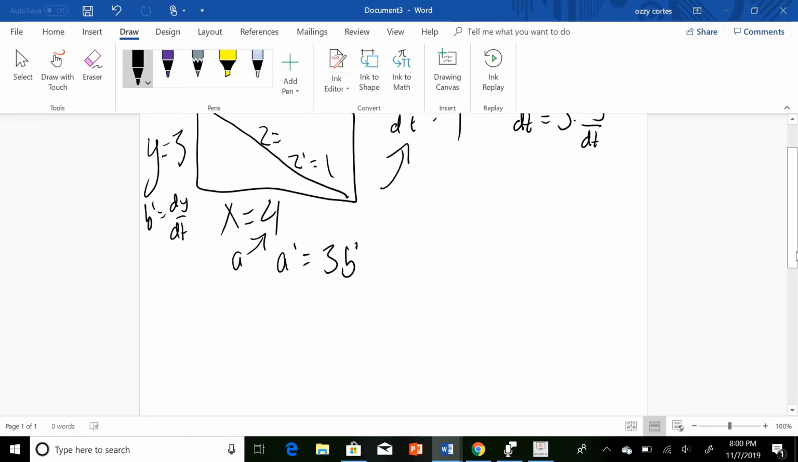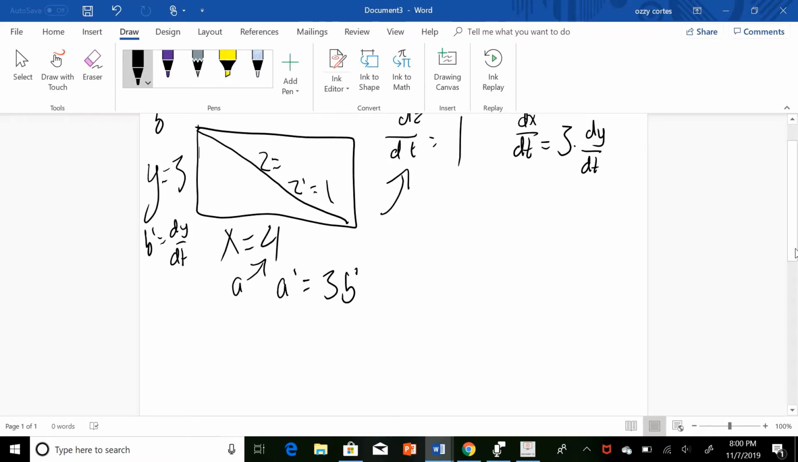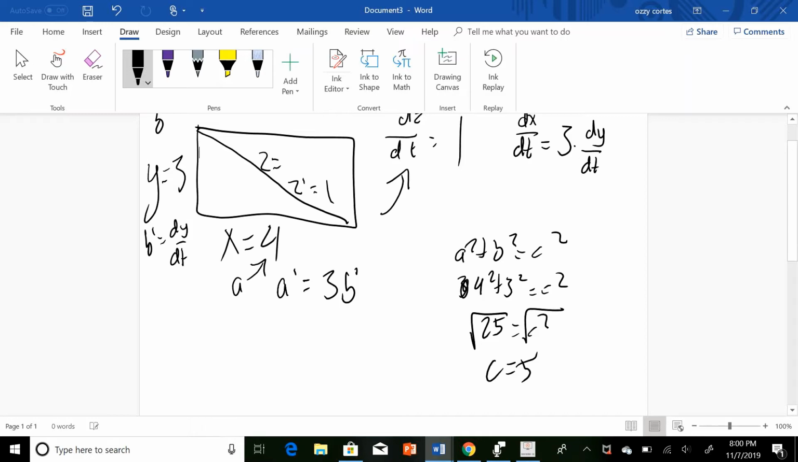So in order to get z, it's going to be a squared plus b squared equals c squared. So 4 squared plus 3 squared equals c squared. So that gives us 25 is equal to c squared. Square root, c is equal to 5. So our z is equal to 5.